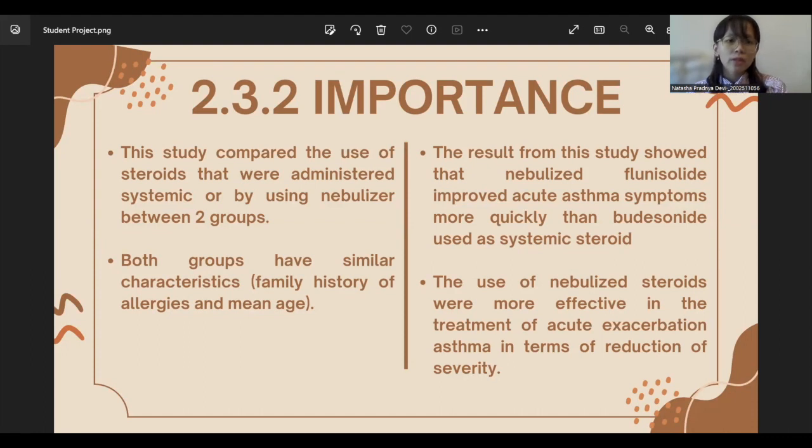By using oscillometric resistance, reduction in disease severity was found higher in group 1 that used nebulized steroids compared to group 2 that used systemic steroids. The result from this study showed that nebulized flunisolid improved acute asthma symptoms more quickly than budesonide used as systemic steroid. In fact, in the first 7 days of therapy, oscillometric resistance and symptom ratings decreased more quickly in group 1 that used nebulized flunisolid than in group 2 that using systemic budesonide.